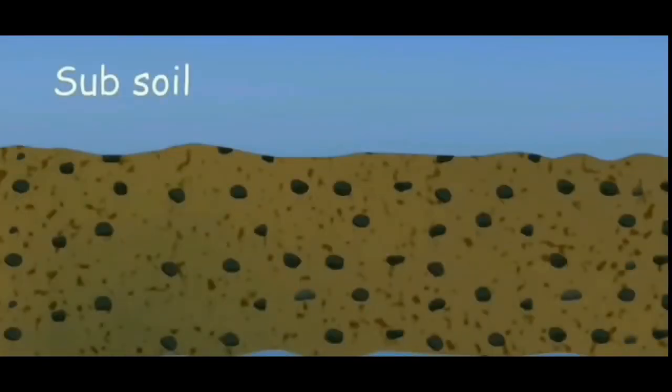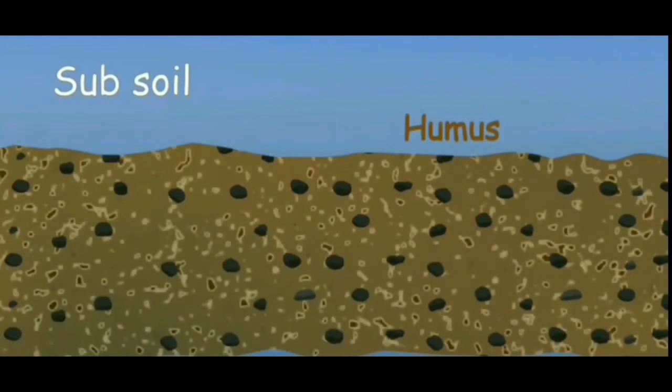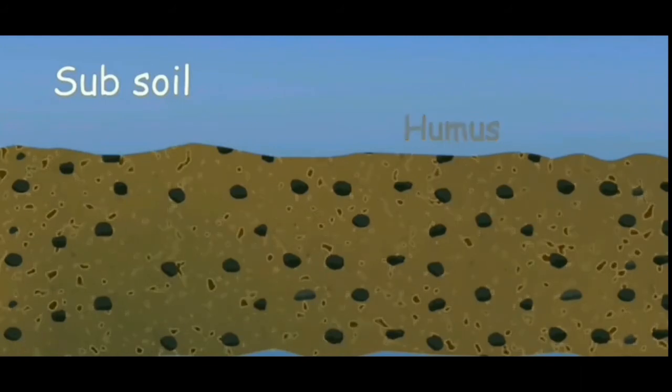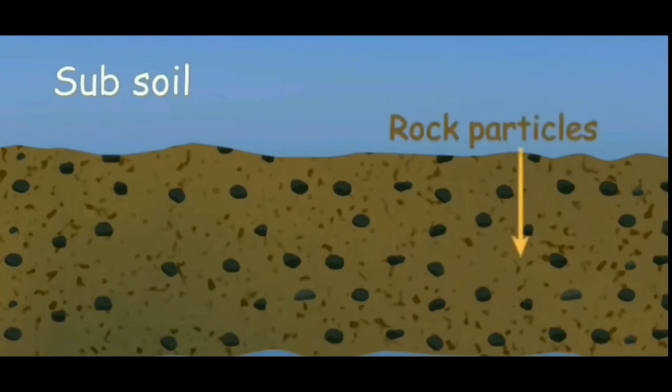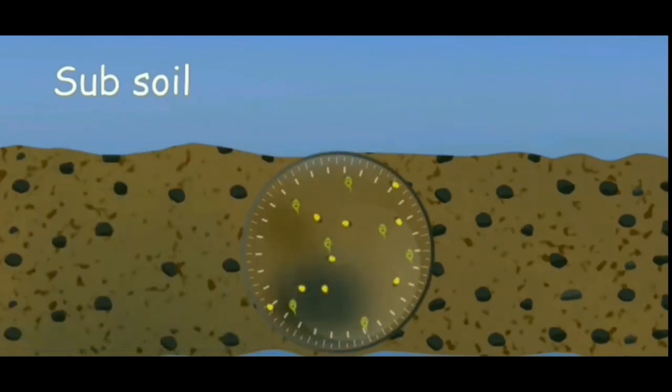Moving on to B horizon or subsoil. This is the second layer of soil. It is lighter in color because it has little humus. It is made up of slightly bigger rock particles, which makes it harder and more compact. It contains very few living organisms, as you can see here.